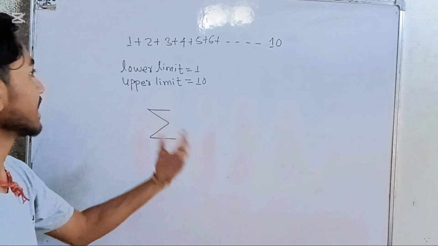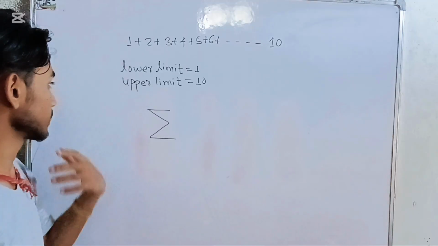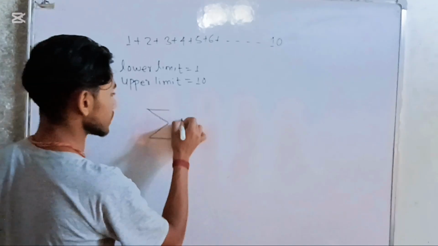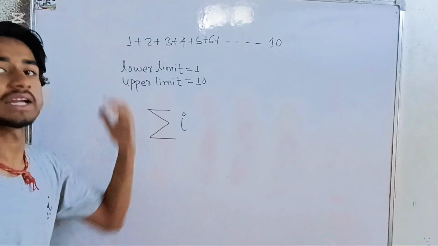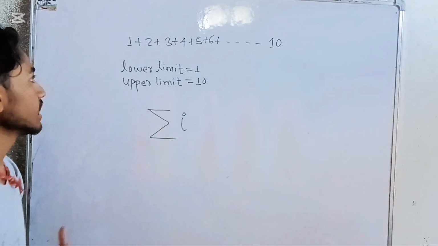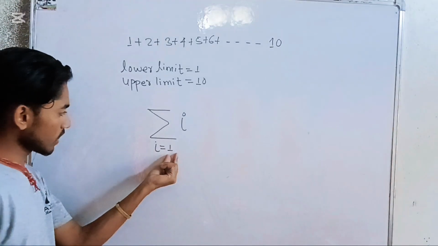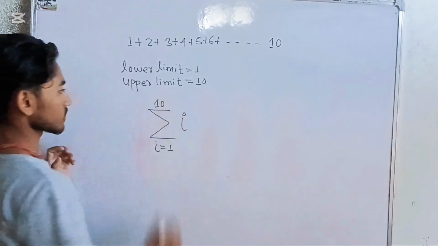After finding the upper and lower limit, you just write the summation, right? And you have to add a new variable associated with this summation. So let us introduce a new variable as i. It's not the imaginary number, but it's i. And the lower limit you put like this. So i goes from 1 to 10, right?